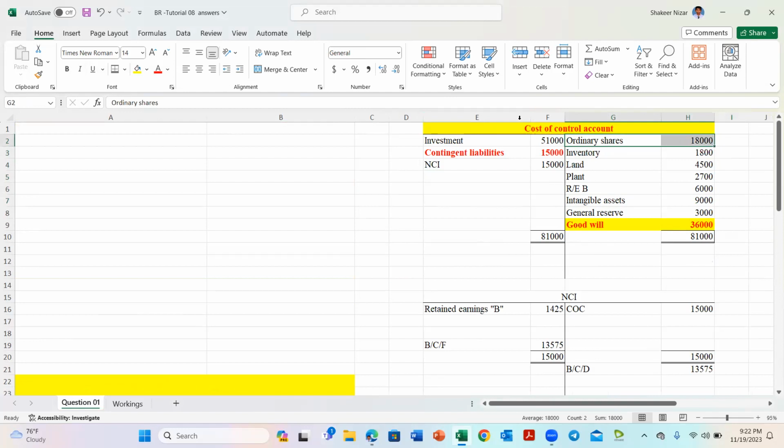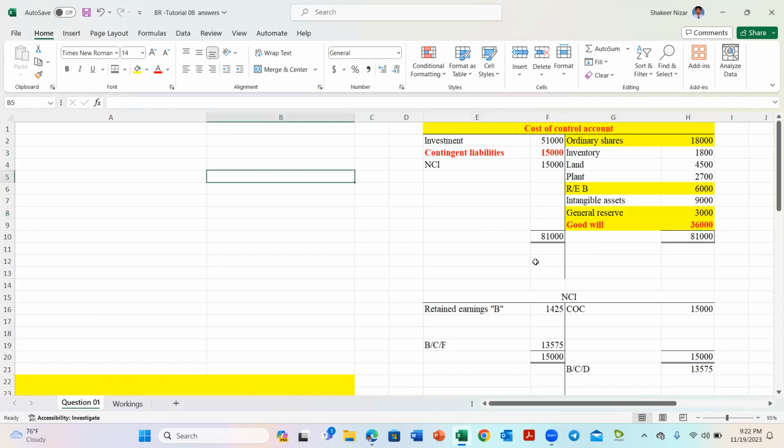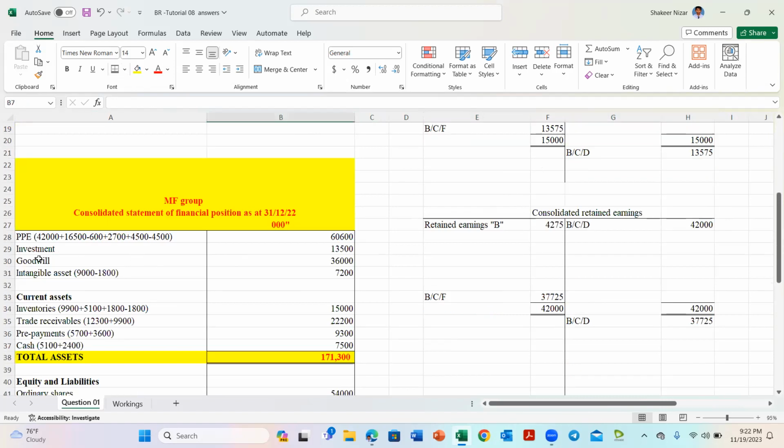No, ordinary shares, it's recognized. The retained earnings, it's recognized. Right, those things. And the general reserve also we need to recognize, 3,000, right? The unrecognized intangible asset: the double entry is cost of control account credit, and the intangible asset is debiting. We are debiting intangible asset 9,000 here, right?